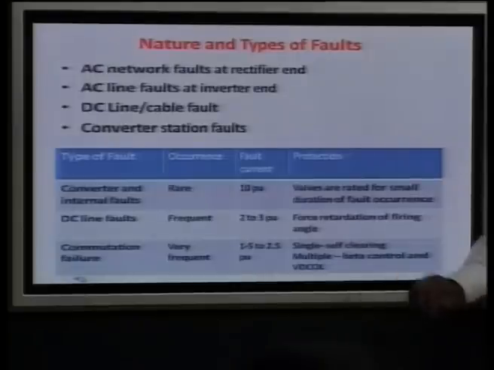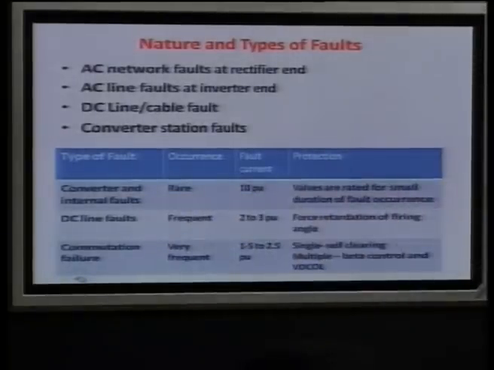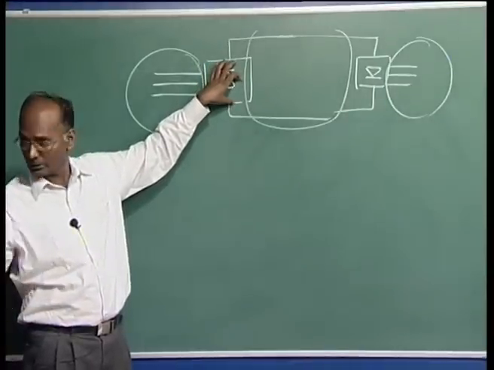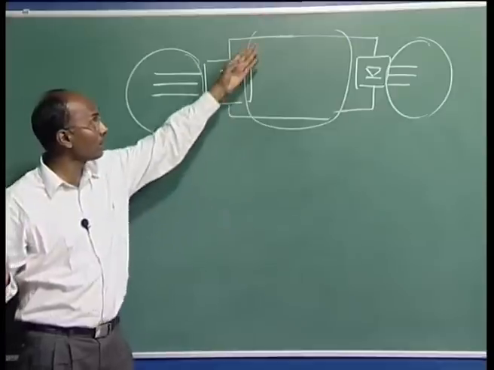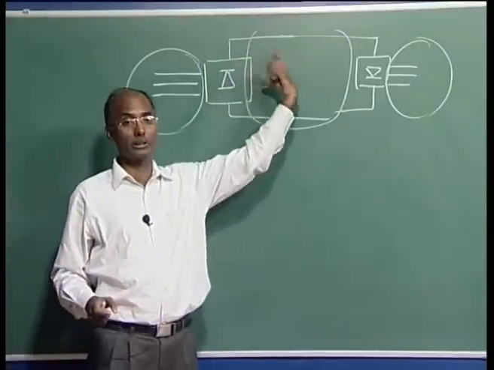If the fault occurs on this side in the DC line, you can see here I have made a table. You can see that converter and internal faults are very rare, no doubt. I am talking about the faults inside. What the fault will be, we will discuss in this slide itself, in this lecture itself, but the current here can go very high, because the current is directly controlled by the voltage of this as well as this.